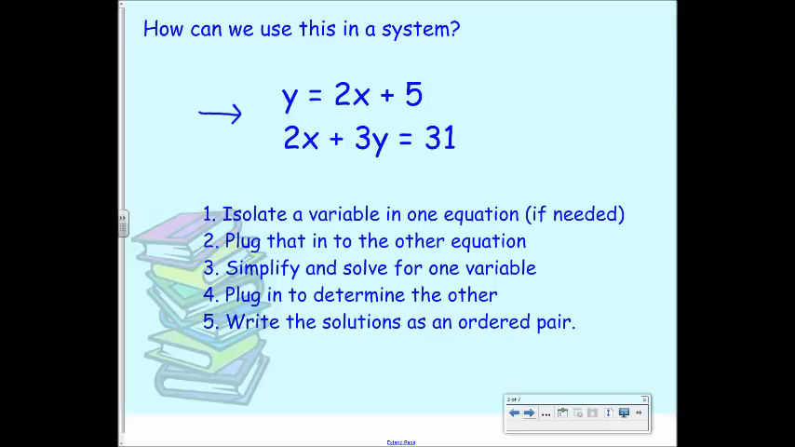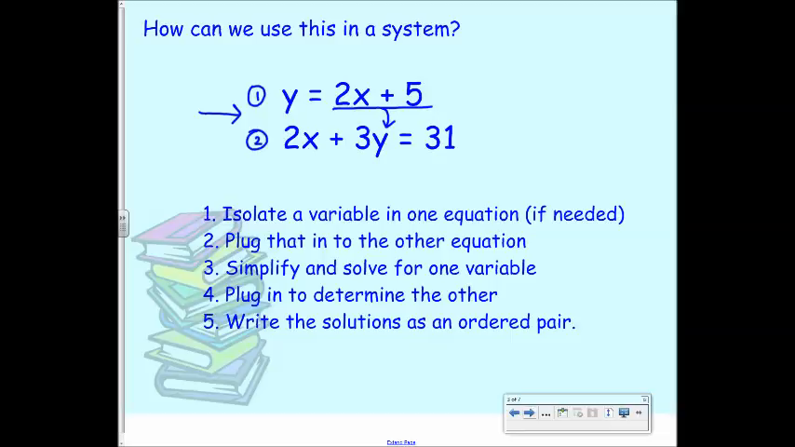Because take a look at this. Let's call this equation number 1 and this equation number 2. In equation number 1, we have y equals 2x plus 5. That means wherever you see a y, instead of writing y, you could write 2x plus 5. So I can use that in equation number 2. I've got a variable isolated, so all I have to do is take this and plug it in for y. Now what's that going to look like? So that's going to look like this.